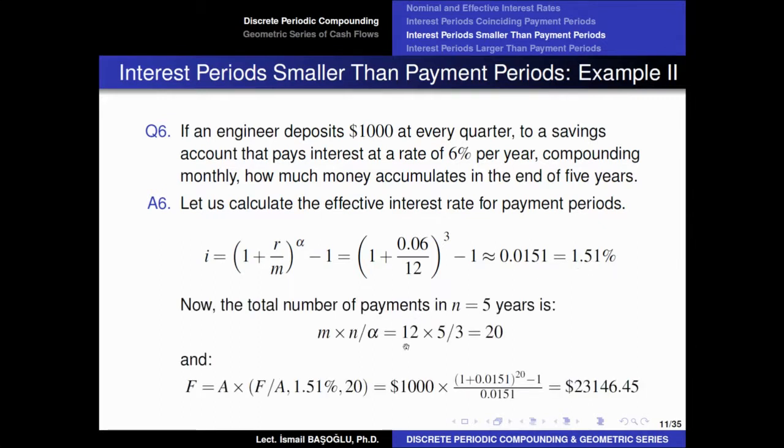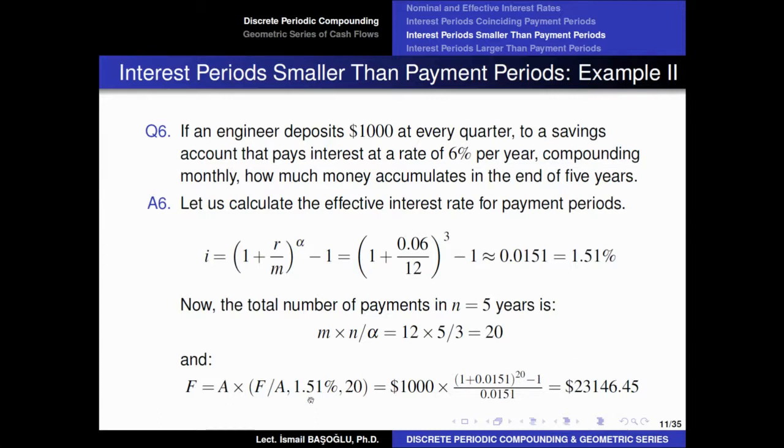Now, how many quarters do we have in 5 years? So 5 times 12, we have 60 months, divided by 3. We will have 20 payment periods in this problem. So this means for 20 payment periods, we are going to deposit an installment of size $1,000. And in each quarter, the effective interest rate is 1.51%. And there will be 20 quarters in this problem. How much money will accumulate in the account in the end will be calculated by multiplying the installment size with the uniform series compound amount factor under the 3 months effective interest rate, 1.51%, and the number of quarters in our investment horizon, which is 20.